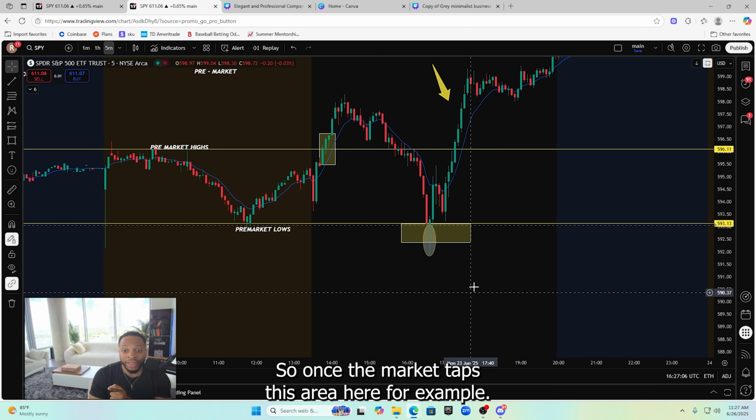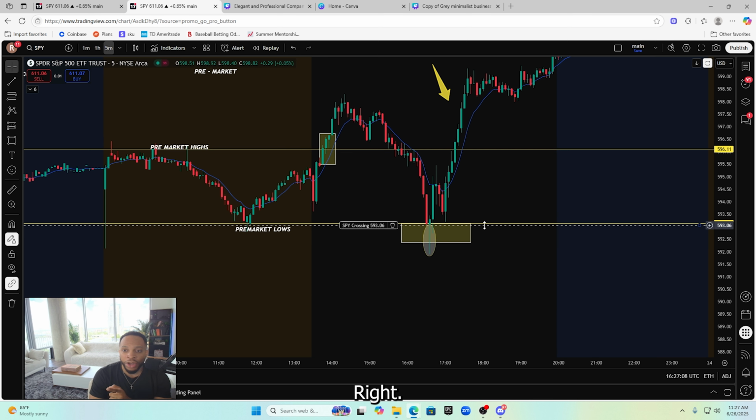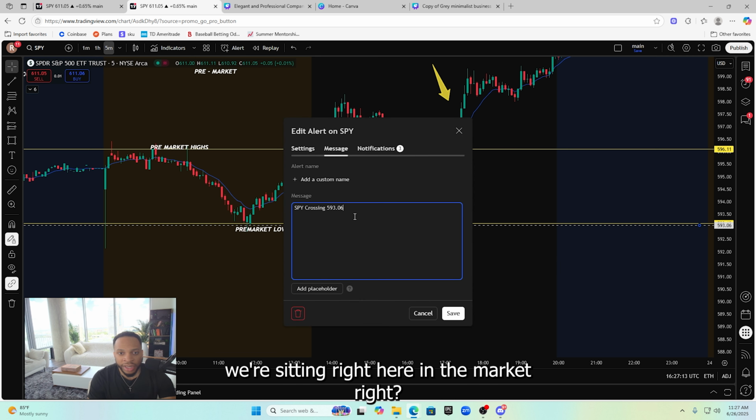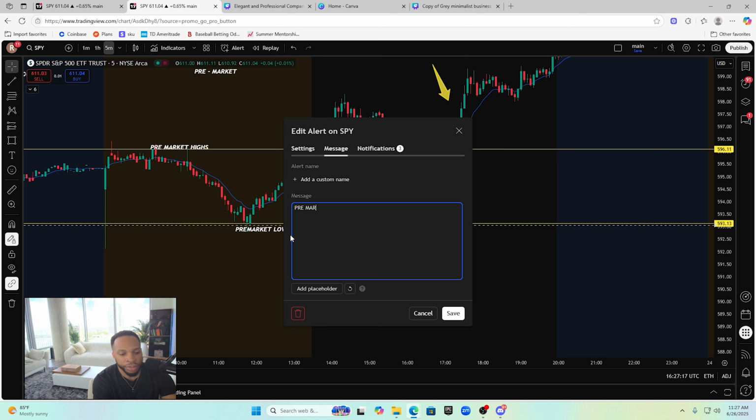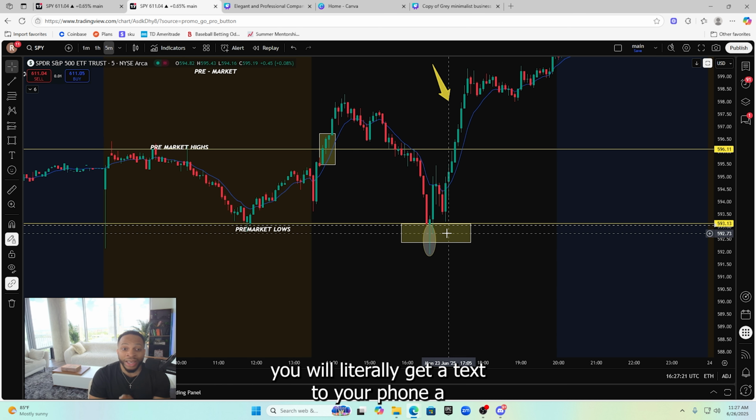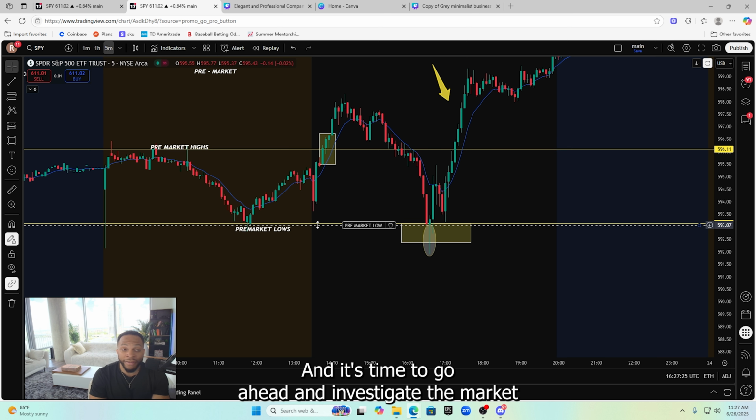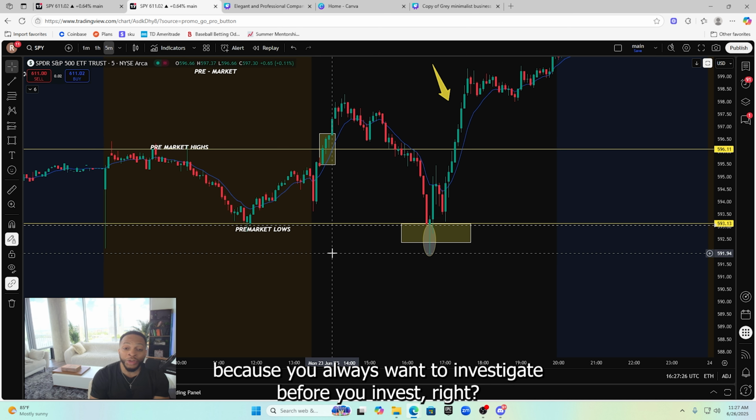Once the market taps this area right here, for example, you can edit this alert and say, hey, we're sitting right here in the market, at my pre-market low. Once the market taps this area, you will literally get a text to your phone that says we're tapping the key area and it's time to investigate the market. Because you always want to investigate before you invest.